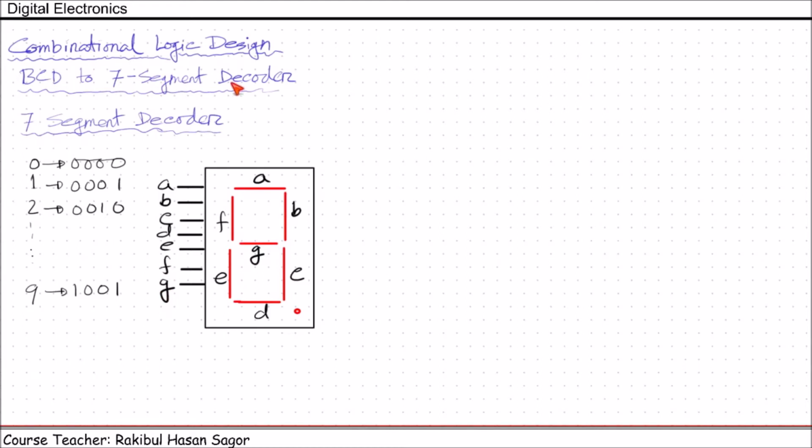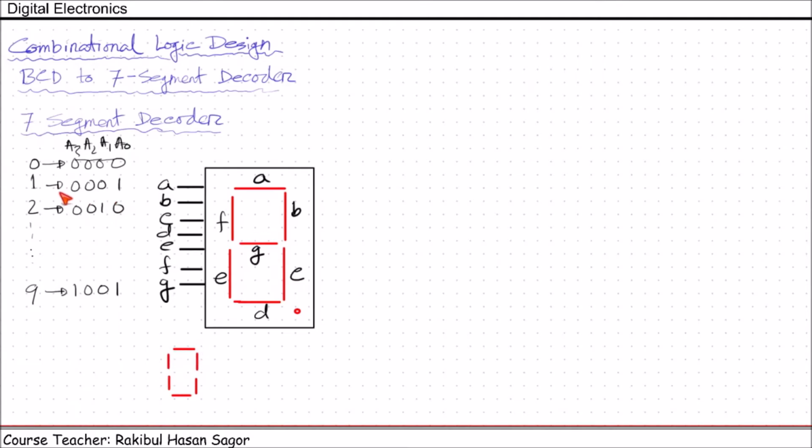Now, in BCD to 7-segment decoder, we'll be designing a decoder which will take 4 inputs, this A0, A1, A2, A3. These are the BCD inputs. It will take BCD inputs, and there will be 7 outputs which will produce the corresponding decimal number in a way so that the number is easily understandable to the people. For example, using the 7-segment display, we can represent 0. How? If we switch on A, B, C, D, E, F, then it will look like 0.